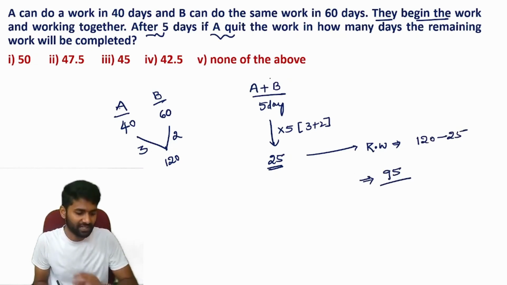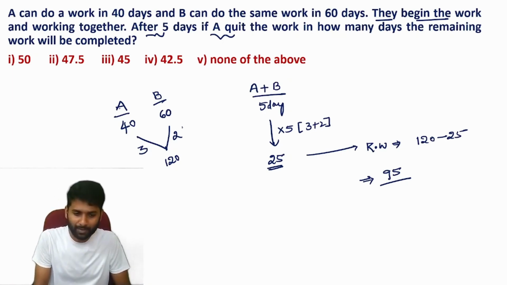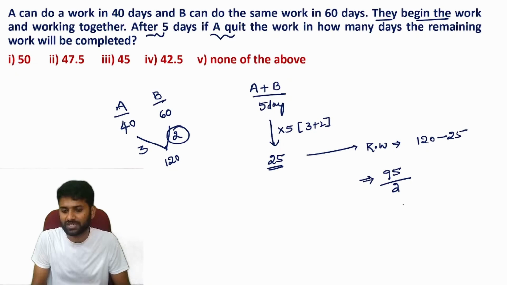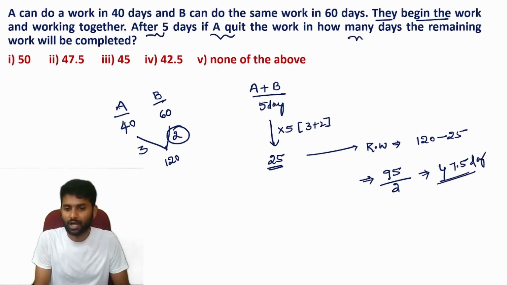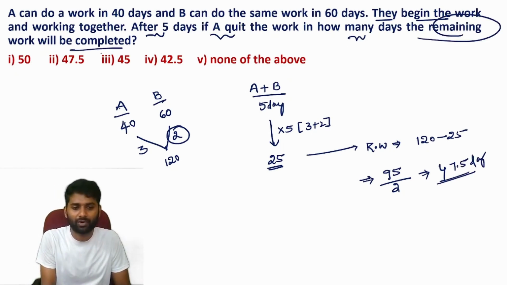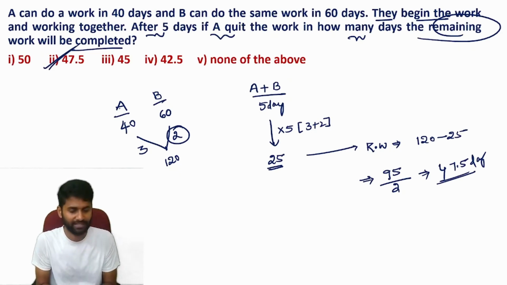Now they clearly mentioned that A quit the job and the remaining work should be completed by B himself. Now the remaining 95 units, with his efficiency of 2 units per day. For 95 units, how much time does it take? So this is exactly 47.5 days. Here the question is, in how many days will the remaining work be completed? The remaining work will be completed in 47.5 days.